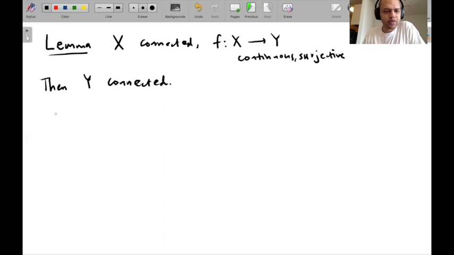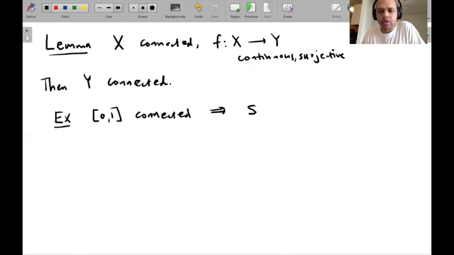So for example, we proved earlier that [0, 1] is connected. And so then we conclude that the circle is connected, since the exponential map gives a surjection from [0, 1] to the circle. Yeah, maybe that's the only example I want to say now.